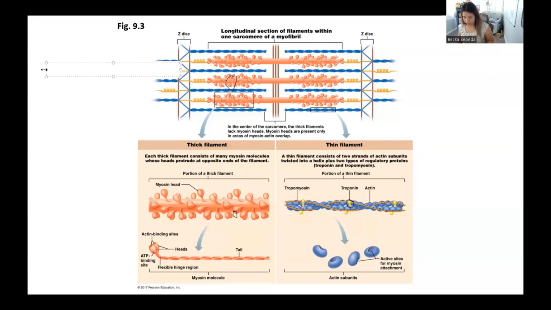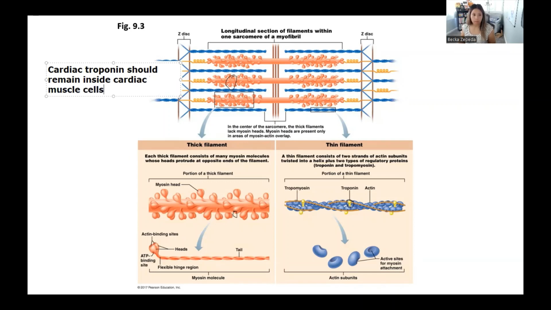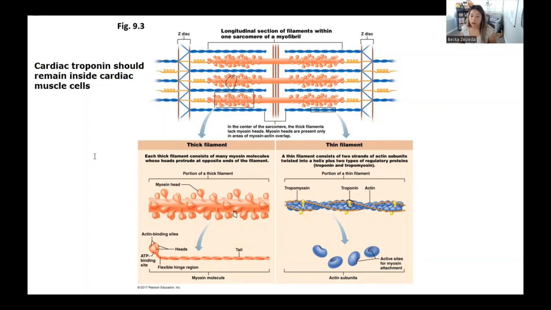The troponin, and specifically cardiac troponin, because we're talking about the heart here, there is a special type of troponin for the heart called cardiac troponin. Cardiac troponin should remain inside cardiac muscle cells. Okay, so this troponin is found in the cytoplasm, or sarcoplasm, of the cardiac muscle cells, and so it should remain there. The only time you're going to see troponin outside of that cell is if the cell is damaged.